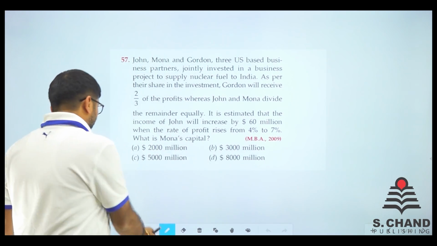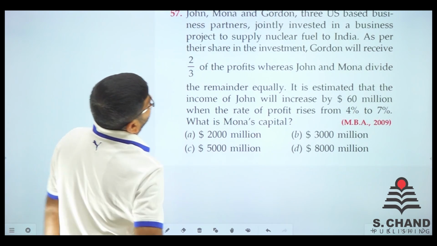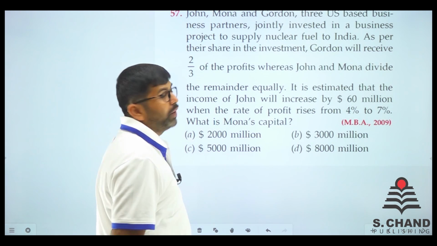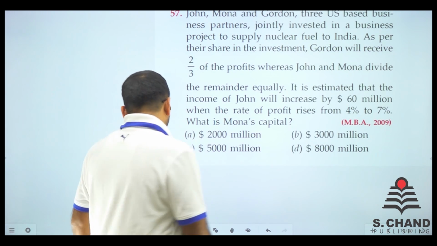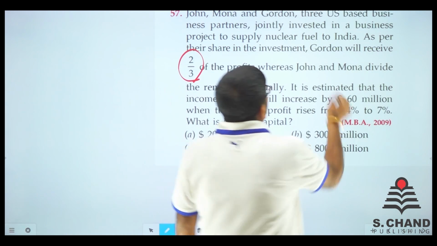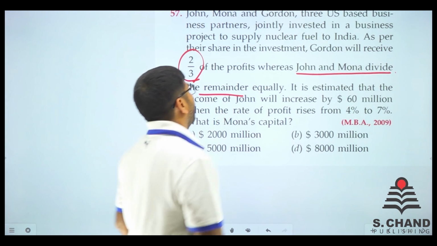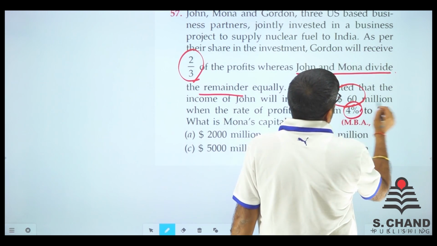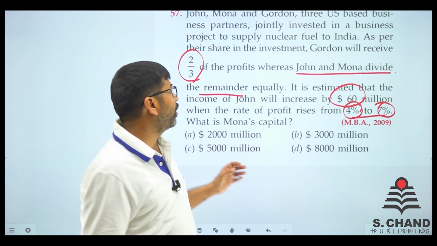Next question, question number 57 for you. John, Mona, Gordon, 3 US based partners, jointly invested in a business project to supply nuclear fuel to India. As per their share in the investment, Gordon will receive 2/3 of the profit, whereas John and Mona divide the remainder. It is estimated that the income of John will increase by $60 million when the rate of profit rises from 4% to 7%. What is Mona's capital? We need to find out the capital.